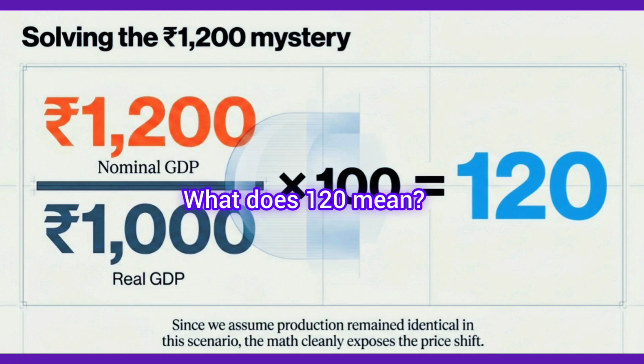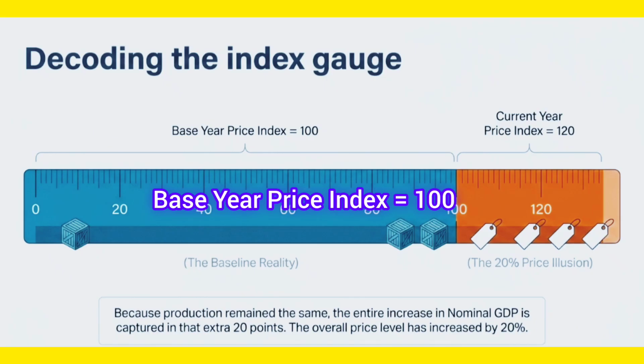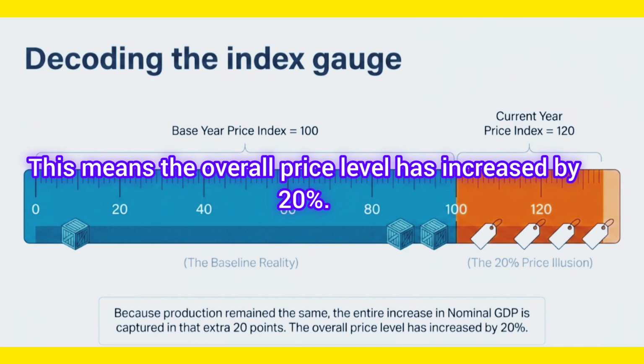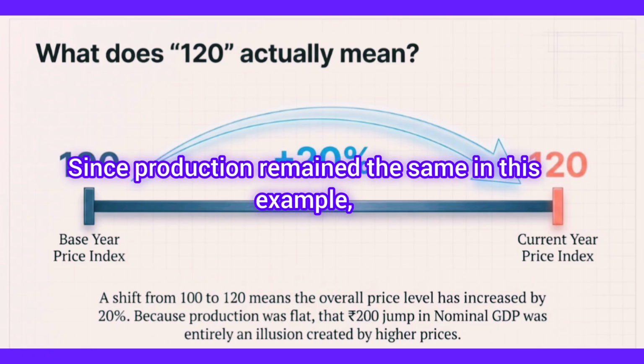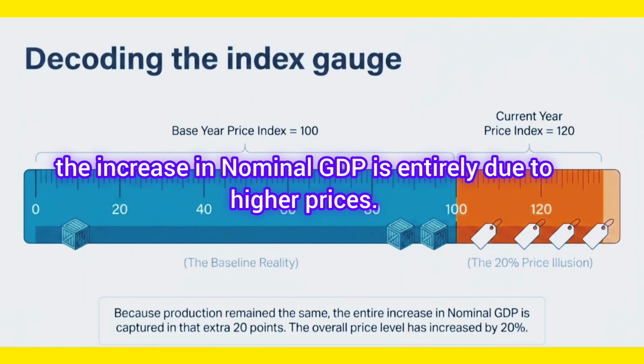What does 120 mean? Base year price index is equal to 100. Current year price index is equal to 120. This means the overall price level has increased by 20%. Since production remained the same in this example, the increase in nominal GDP is entirely due to higher prices.